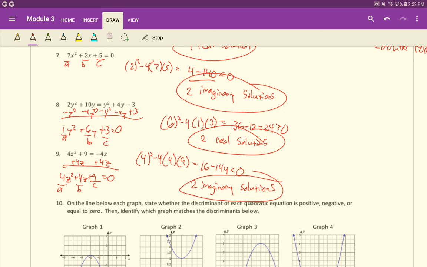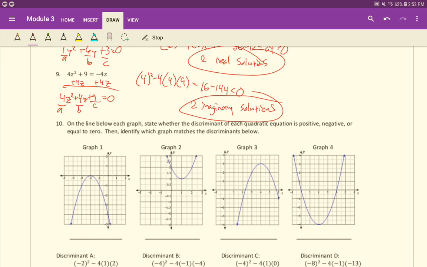In the next video, we'll take a look at how that affects the graphs, how we can use the discriminant to tell what the graph is going to look like too.